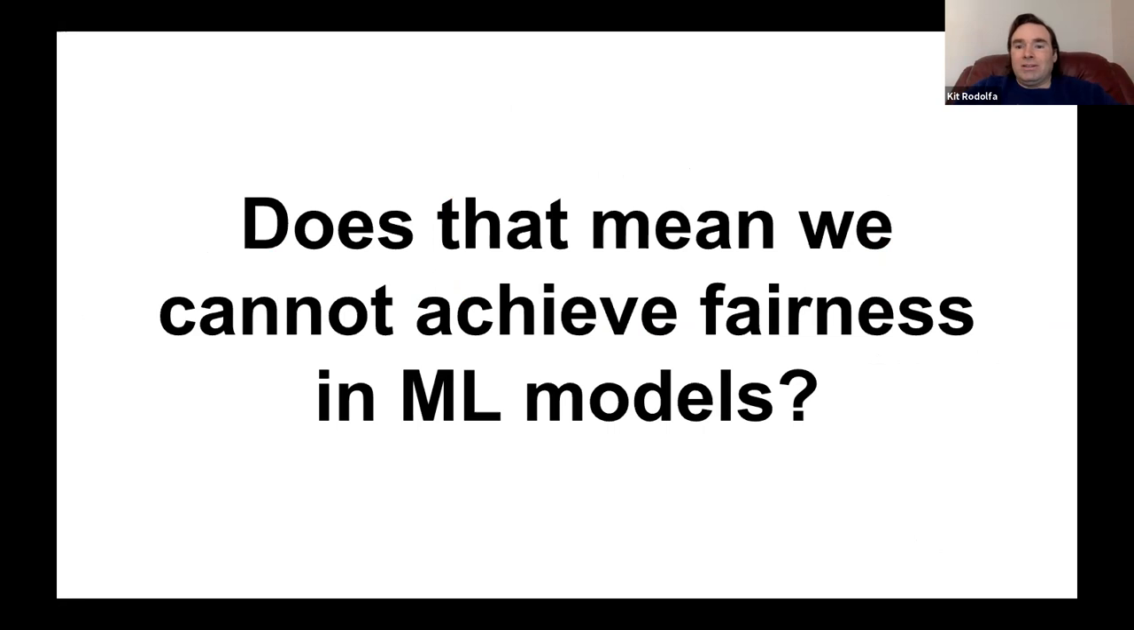One natural conclusion might be, well, if the only way to get fairness across all these metrics at the same time is perfect prediction, where all those rates are zero, then maybe that means we can't achieve fairness at all. Maybe we should just give up. And of course, we wouldn't be here talking about this if we thought that was true.